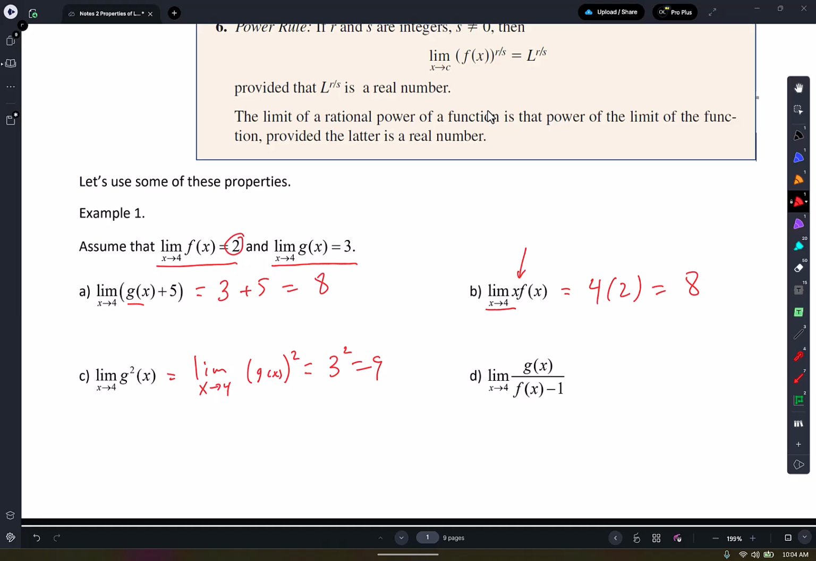This one right here, we're going to do direct. Well, here we go. What's the limit as x approaches 4 of g of x? 3 over, and then the limit as x approaches 4 of f of x. So 2 minus 1. So it looks like this is just 3. And there it is. That's it.